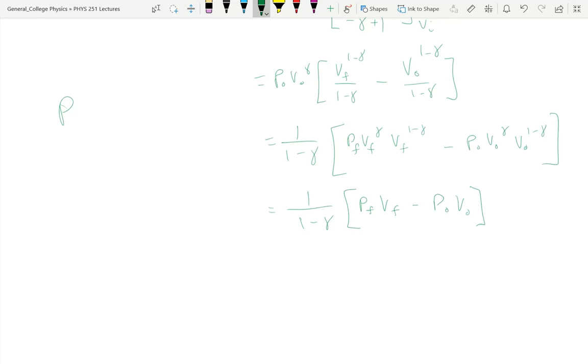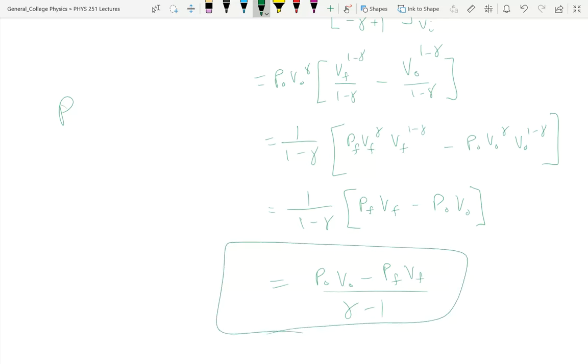Now since gamma is always bigger than 1, I prefer to write this by reversing the order on top so that it's going to allow me to put minus on bottom and have gamma minus 1. I prefer to write it that way. So this is my preferred way of writing. It would be correct if you had stopped right there.